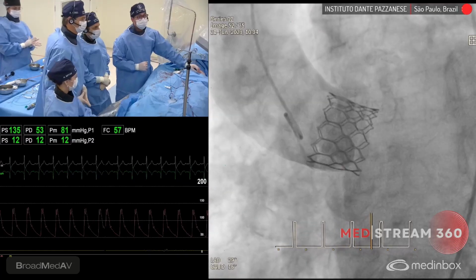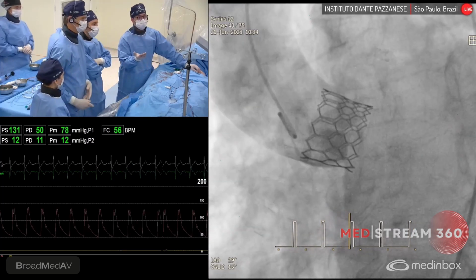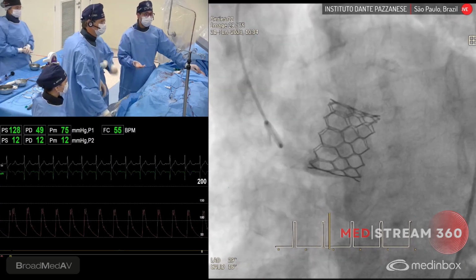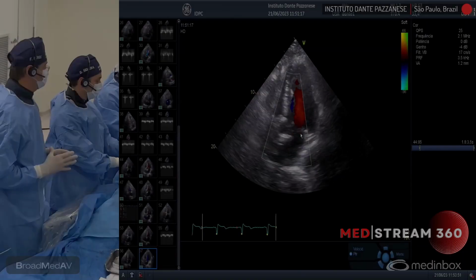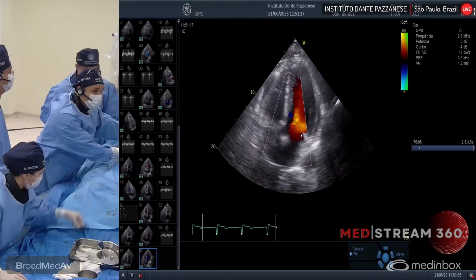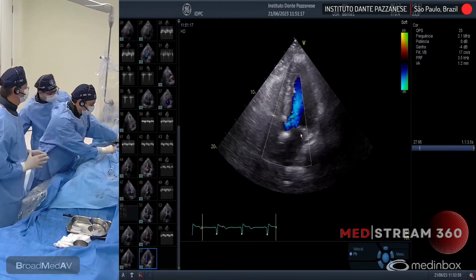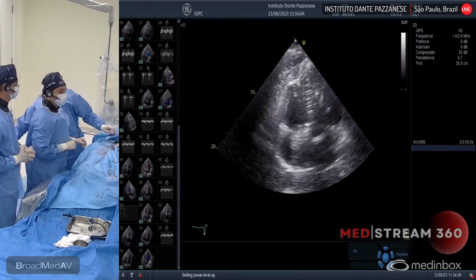So what are your comments now, Alberto? So we have no PVL, as we showed. We have no gradient. In my opinion, it's a really good result. I think we can move on and finish the procedure. We have the echo images. What do you look for at this time? The procedure is just fine. We finish with low gradient, no aortic regurgitation by angio. What can the echo help us with right now? Well, Wendy, please.